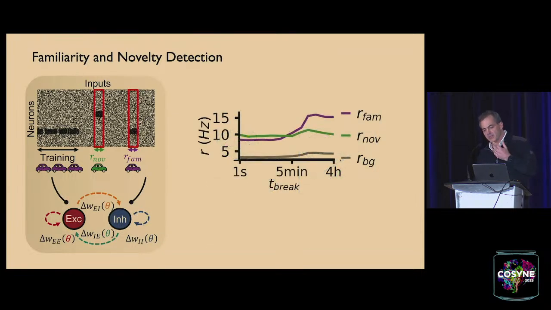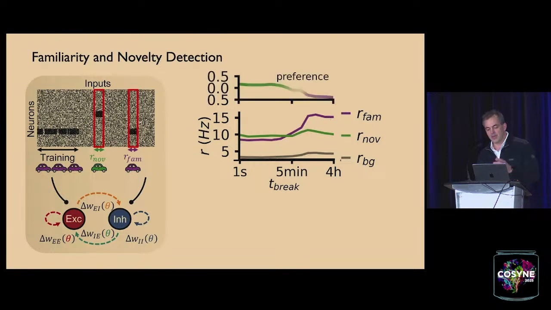Here's the result for a single rule. I'm showing you on the y-axis the firing rate of the entire network during this testing time after a particular wait time, which is indicated here on the x-axis. And so you see that when you stimulate with a novel stimulus, you actually get a slightly higher firing rate response than with a familiar stimulus for the first 5 minutes after the original training period, and then the familiar stimulus starts showing much higher responses.